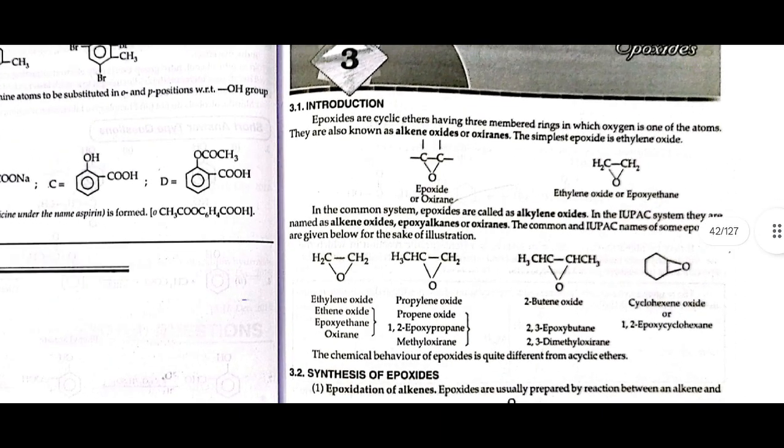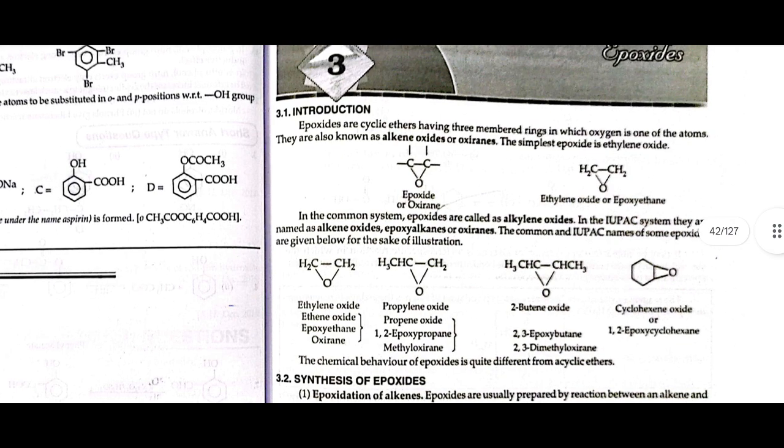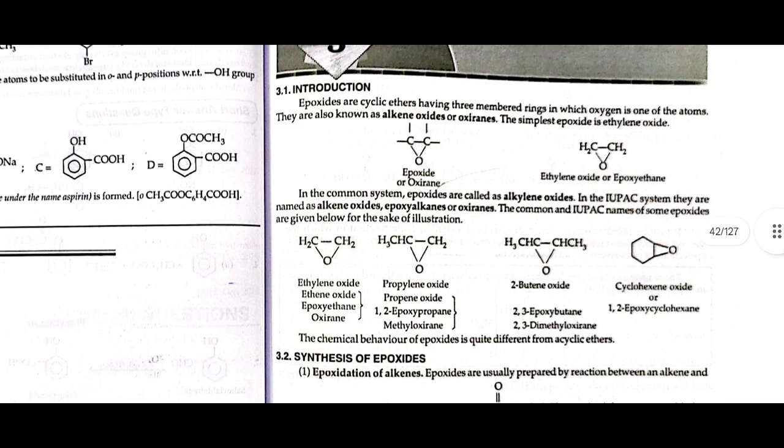Introduction. Epoxides are cyclic ethers having three-membered rings in which oxygen is one of the atoms. They are also known as alkene oxides or oxiranes. The simplest epoxide is ethylene oxide. In the common name system, epoxides are called alkene oxides.